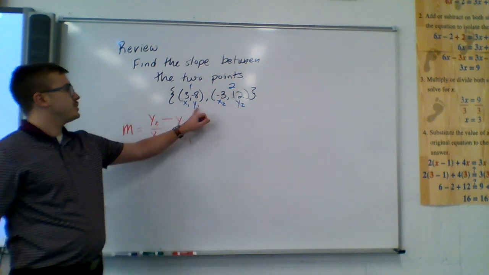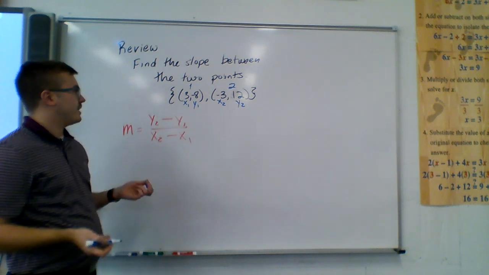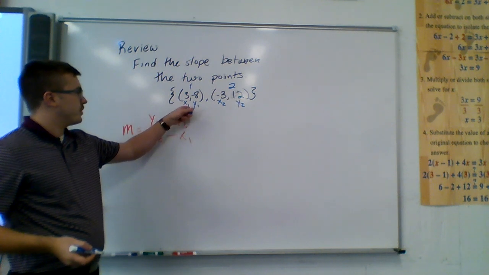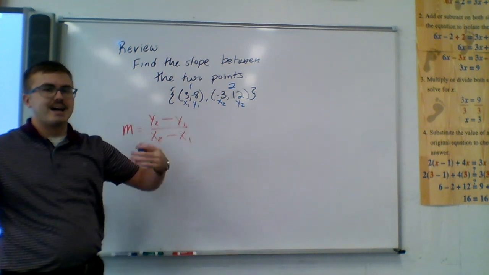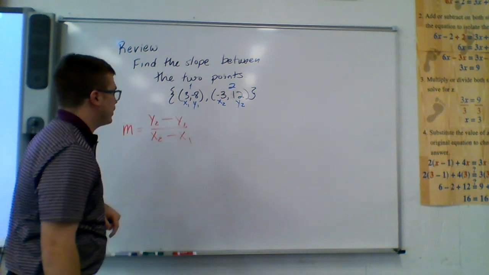And we use subscripts, little numbers underneath the letters, because we want to make sure that we're saying that this is the first y value, not x times 1. So that's why we use the little numbers below the variables.